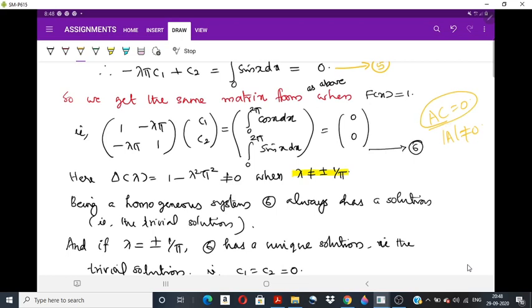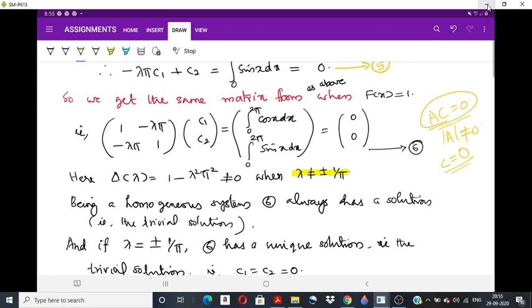And so for the homogeneous system AC equal to 0, whenever determinant of A is not equal to 0, the system has a unique solution. And we know that for the homogeneous system, when we take the unknown matrix C as 0, it will satisfy the system. The homogeneous system always has a trivial solution. That means c1 and c2 equal to 0 is always a solution for equation number 6.